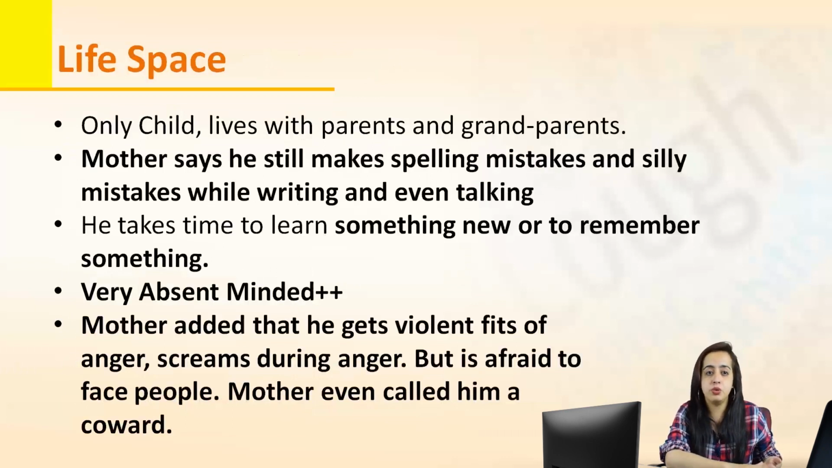The boy was an only child. He lived with his parents and grandparents. Mother told us that he still makes spelling mistakes and silly mistakes while talking and even writing. So, for a 12-year-old to make mistakes in talking and writing becomes characteristic, because this is not common for a child of his age. He takes time to learn something new or to remember something.